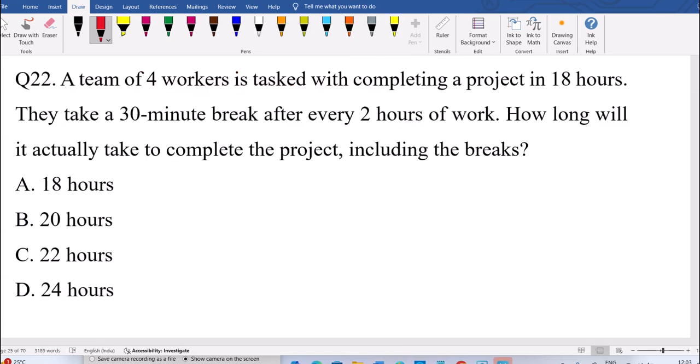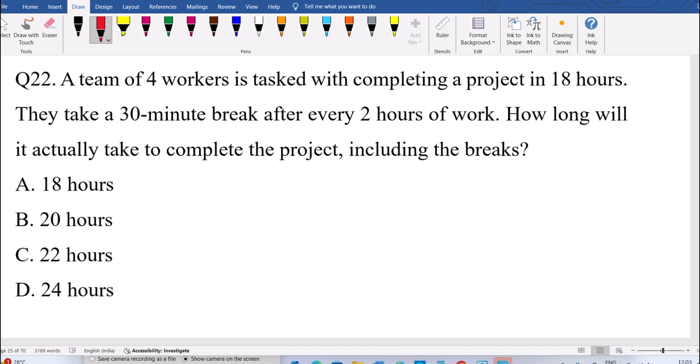They said a team of 4 workers is tasked with completing a project in 18 hours. So 4 workers plan to complete a certain project in 18 hours. They took a 30 minute break after every 2 hours. They planned for 18 hours without including breaks, but now they are giving breaks. After every 2 hours, they need a 30 minute break. Then what is the actual time taken to complete the project, including the breaks?